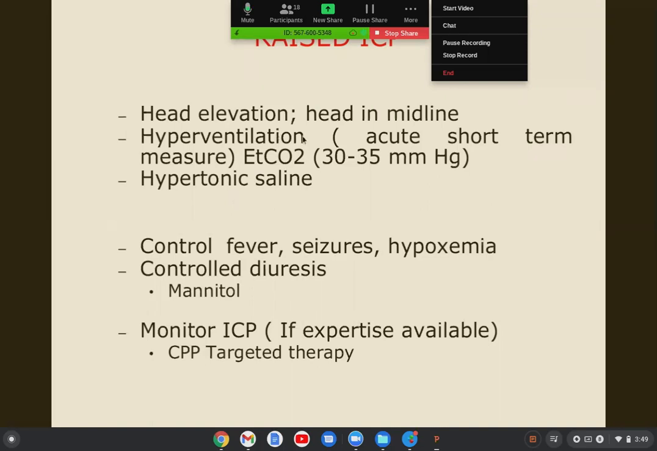When we are dealing with a patient with raised ICP, control fever, avoid seizures, prevent hypoxemia. There should be controlled diuresis, and mannitol is an osmotic diuretic agent. If you have expertise, monitor ICP with a CPP targeted therapy.